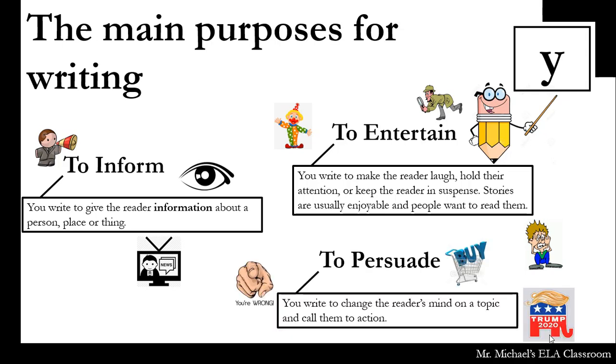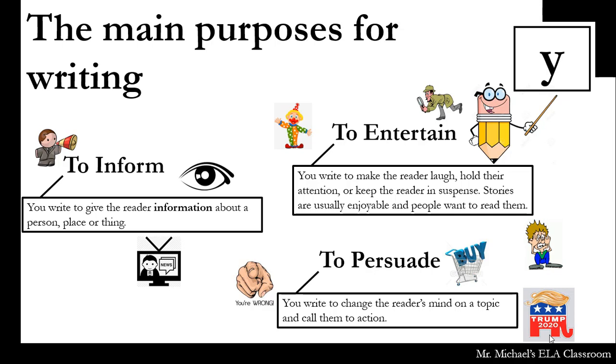So to persuade means to write to change the reader's mind on a topic and call them to action. So that action could be to buy something, to vote for somebody, or to tell them that your opinion is better than theirs. There are many other purposes for writing, but those are the three we are going to cover in grade 6. So right now we're going to talk about persuading.